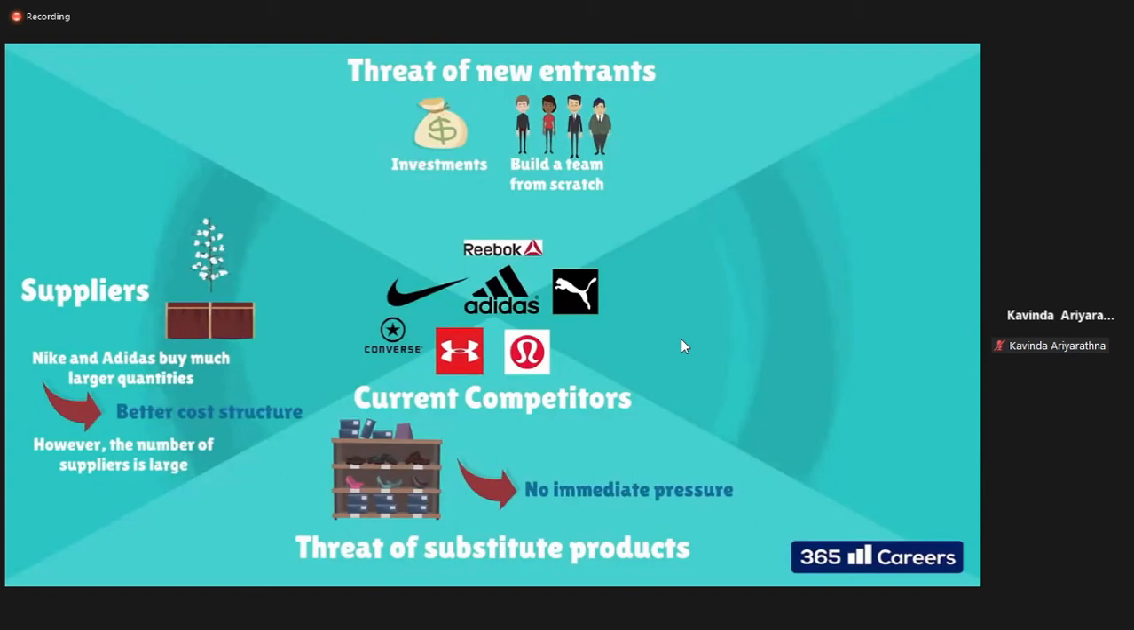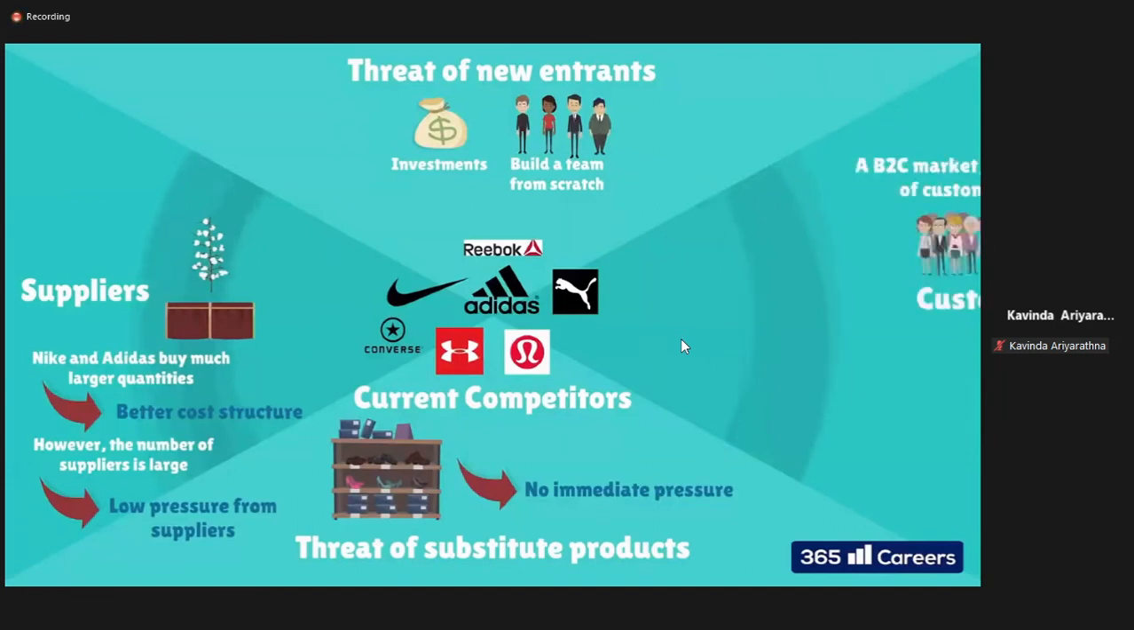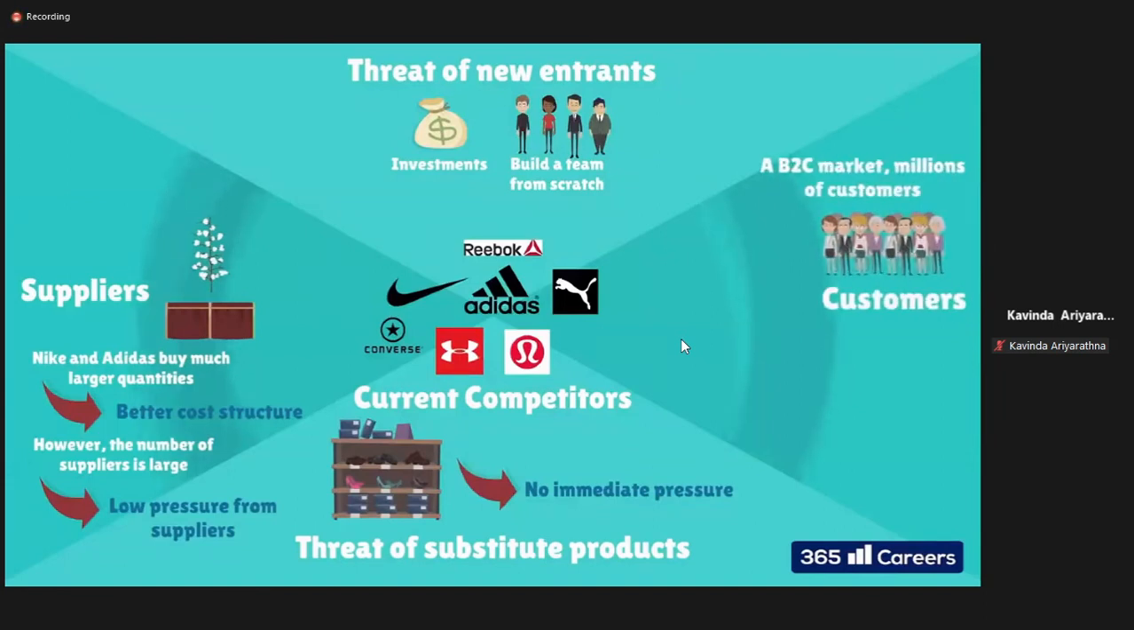One way to circumvent this issue is by using alternative fabrics, which means also coming up with an innovative product. The number of suppliers in the industry is relatively high. Therefore, we can conclude this force isn't creating too much pressure for companies operating in the industry. What about the bargaining power of customers?